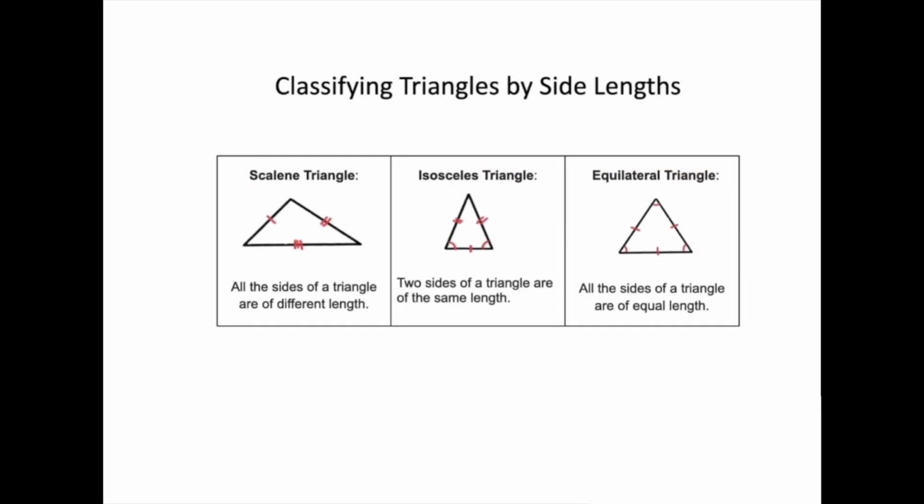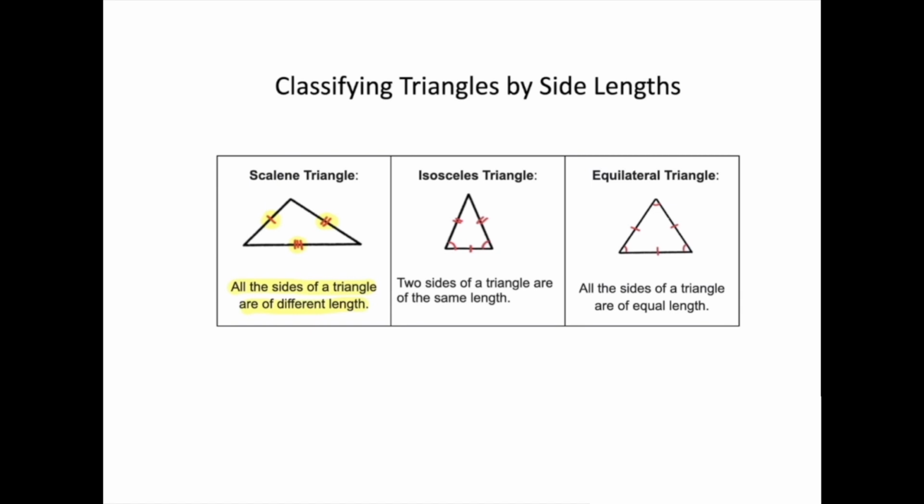We can classify triangles by their side lengths. The first type is a scalene triangle. On a scalene triangle, all of the sides of the triangle are different lengths. Notice that this one has 3 notch marks, this one has 1 notch mark, and this one has 2 notch marks. Since none of them have the same pattern, this means that none of the sides are equal.